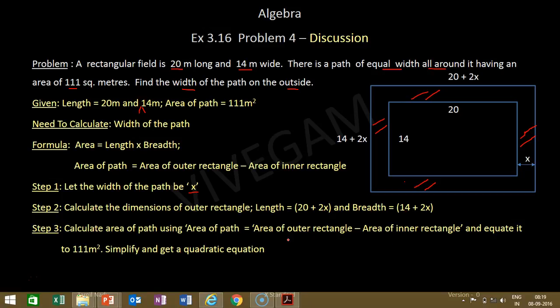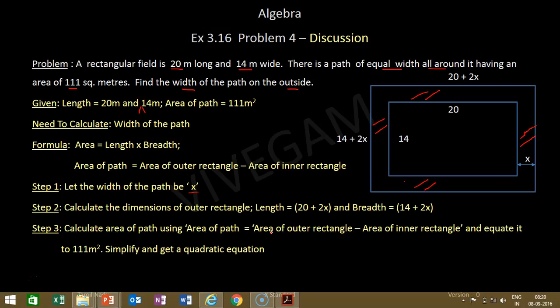Okay, next, calculate the area of the path. Using area of the path is area of the outer rectangle minus area of the inner rectangle, and equate it to 111 meter square because we are told the area of the path is 111. As I told you, area of the path is outer rectangle minus inner rectangle. Am I right? Let's say you have two big rectangles drawn on a cardboard. If you cut this rectangle out, you will get the area of the path. What does cutting mean? Subtracting. So area of the outer rectangle minus area of the inner rectangle will be area of the path.